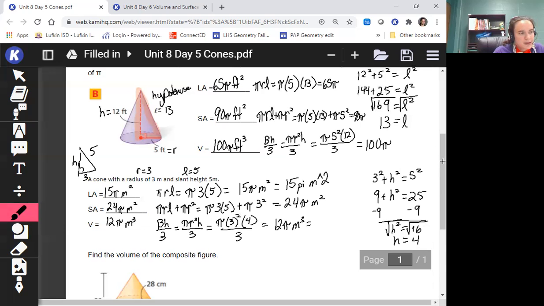Remember that when you type this into a computer, it'd be 12 pi for pi, m for meters, the caret symbol, and 3 for cubed.